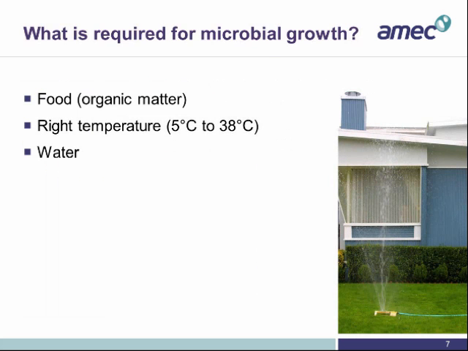So what's required for microbial growth? Well, you need some kind of food. And by food, that's anything organic. So I've seen it grow on drywall, on wood, on carpet backing. I've seen it even grow on insulation, even though the insulation itself may have been fiberglass and not organic. There's dust and debris that settle on insulation, so it can actually grow inside that insulation.